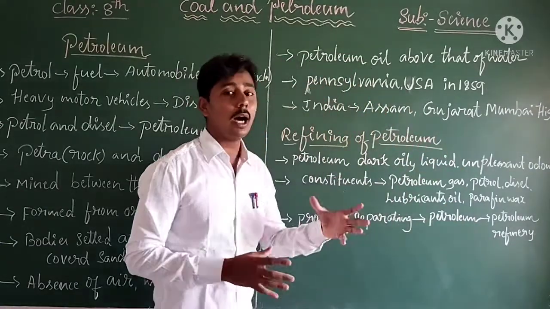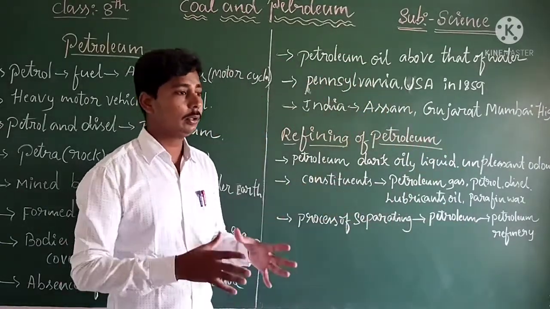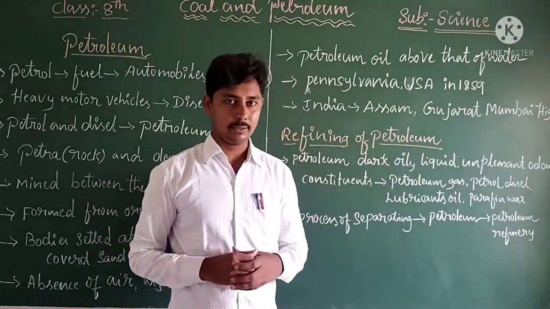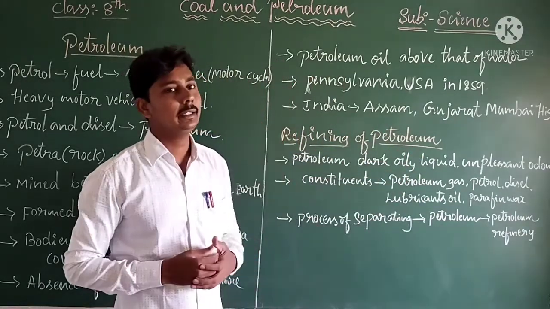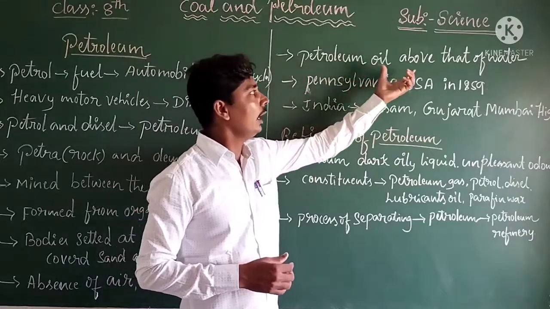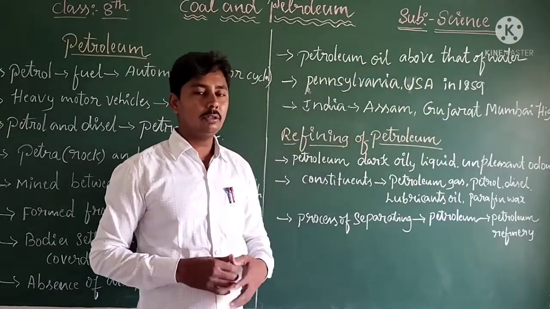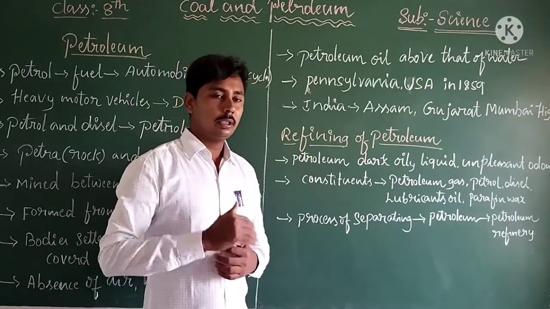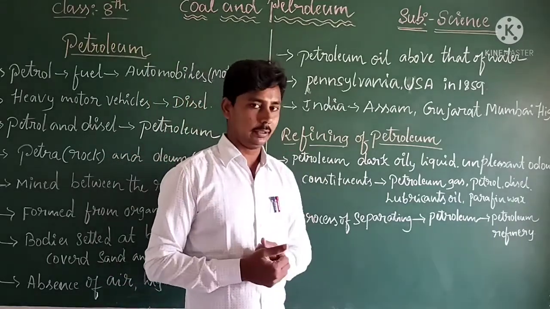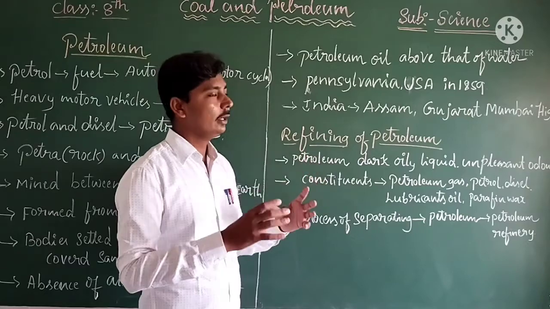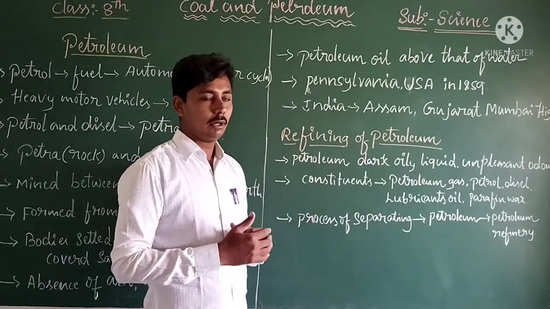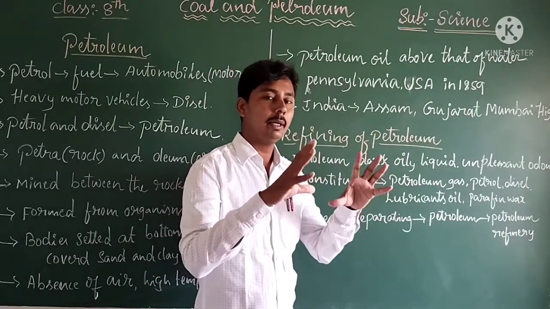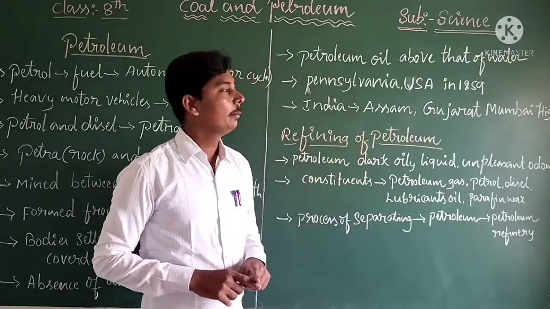Okay, how do we identify petroleum? Petroleum materials are easily identified by petroleum oil above the water. Lighter particles float on the water. We already know that petroleum oils float on the water, and that is the indication. At a location with no such oil, no petroleum materials are found.